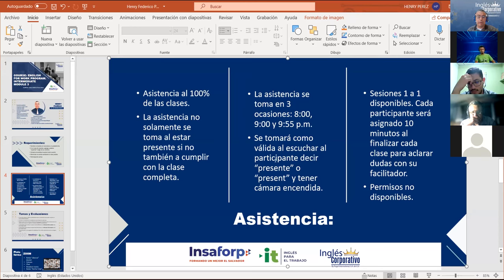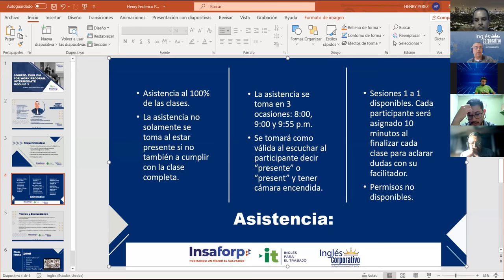So it's also important because, for example, si hacemos una actividad y no veo que está conectado o conectada, pero al momento de hacer la actividad no la está realizando porque quizás está haciendo otra cosa, entonces no se puede ver si realmente está en clase o no.